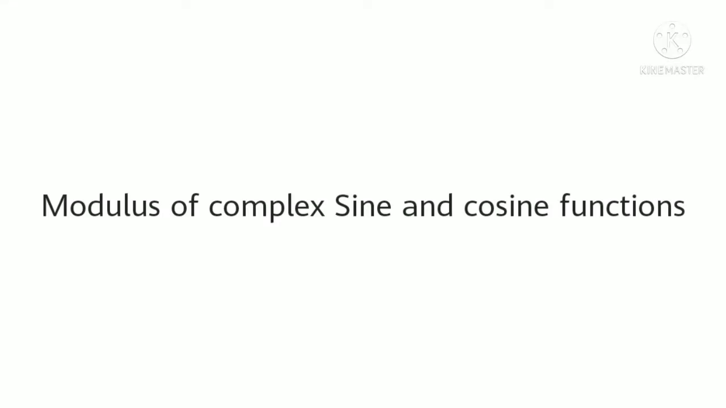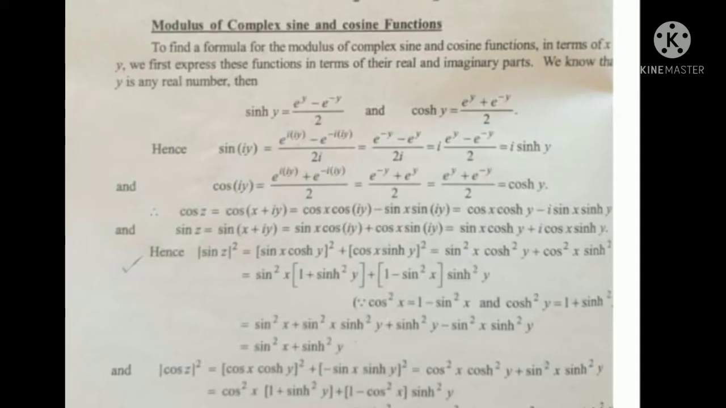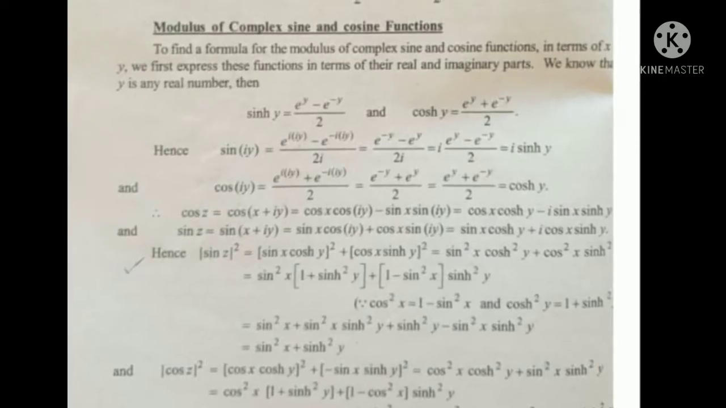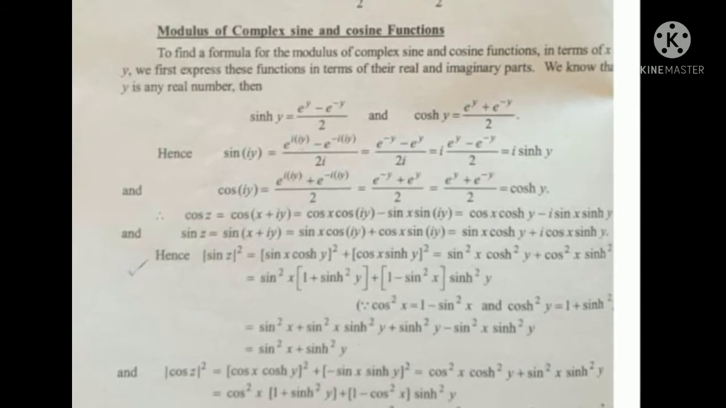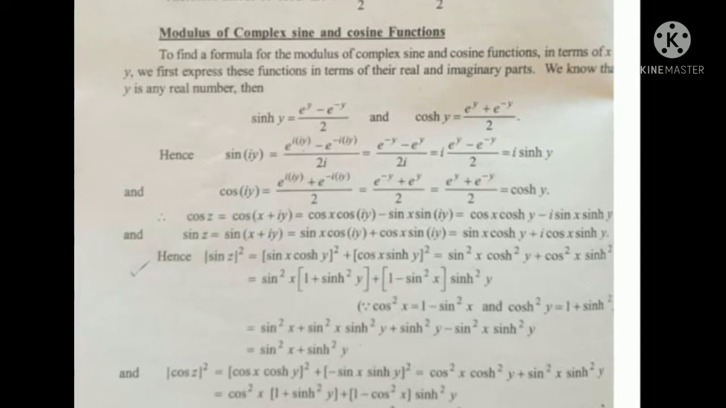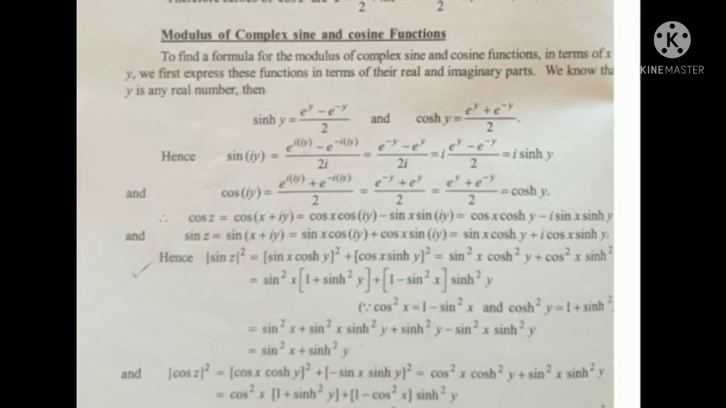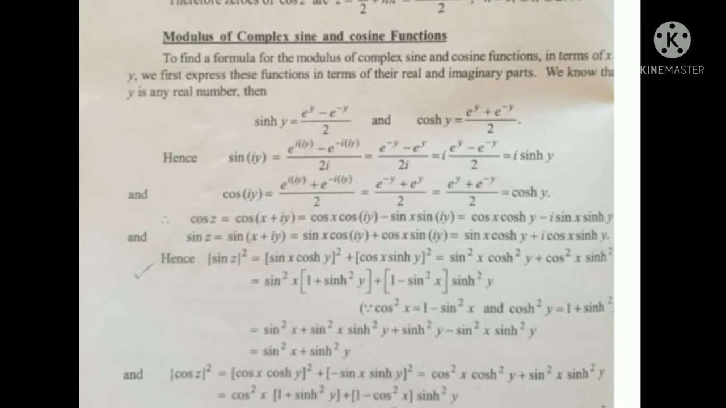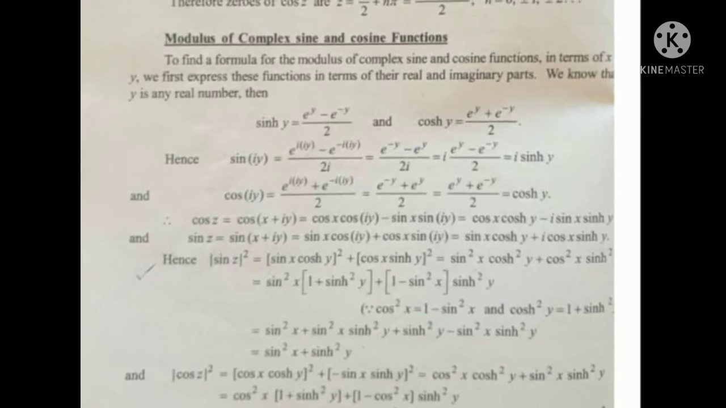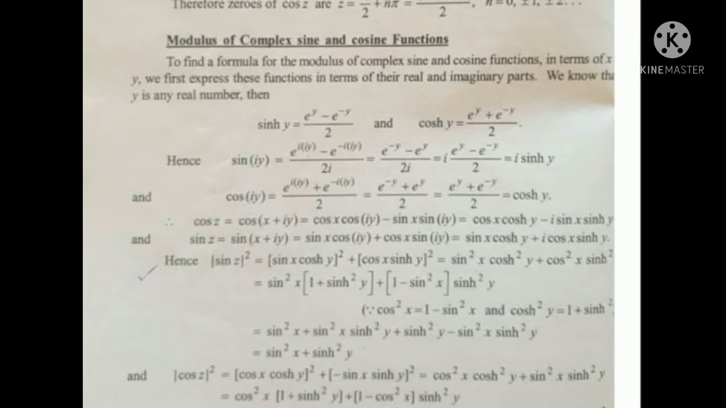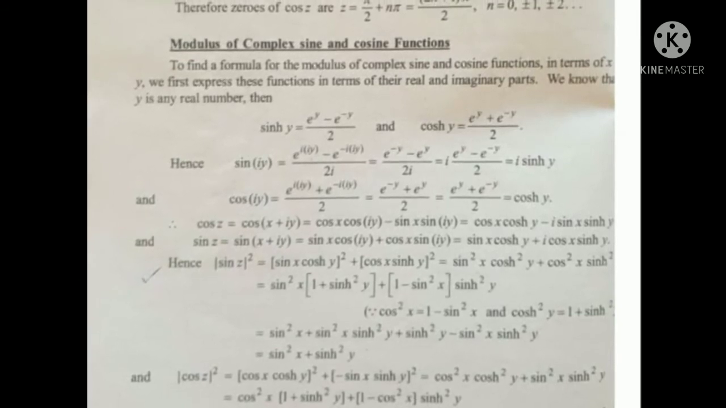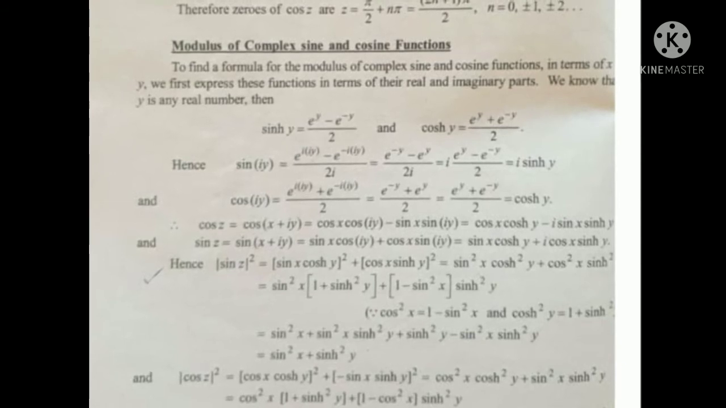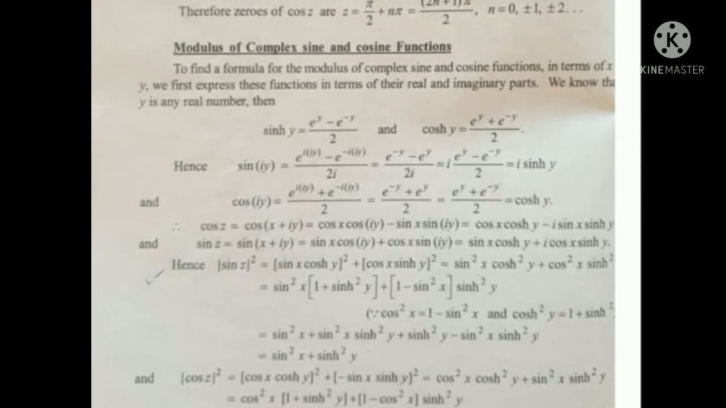Hello everyone. Today we are going to discuss the modulus of complex sine and cosine functions. To find a formula for the modulus of complex sine and cosine functions in terms of x and y, we first express these functions in terms of their real and imaginary parts. We know that if y is any real number, then sinh y can be written as (e^y − e^(−y))/2 and cosh y equals (e^y + e^(−y))/2.